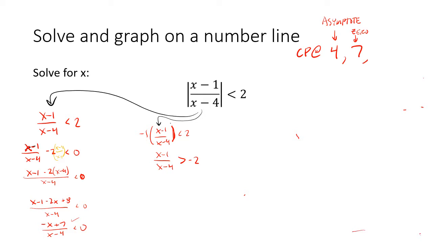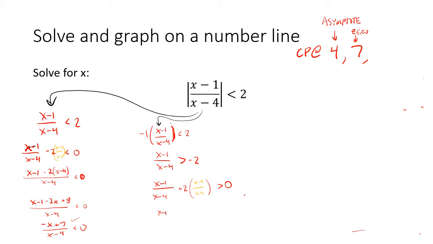But there's another 0 that we have to identify by doing that for the other inequality that we came up with. So we're going to do that one now. Same idea, x minus 1 divided by x minus 4 plus 2 now. I'll just put in this step because we're going to need it in a second. 2 times x minus 4 divided by x minus 4.